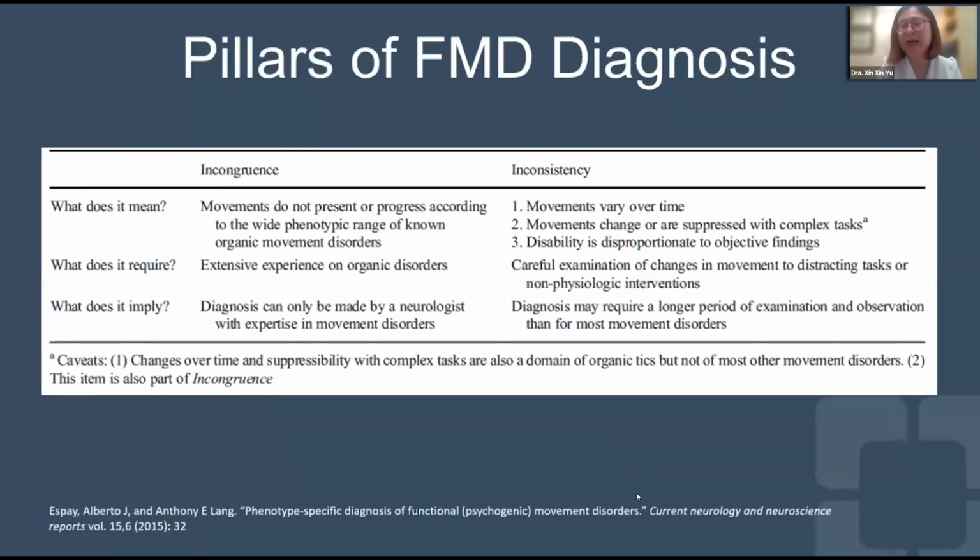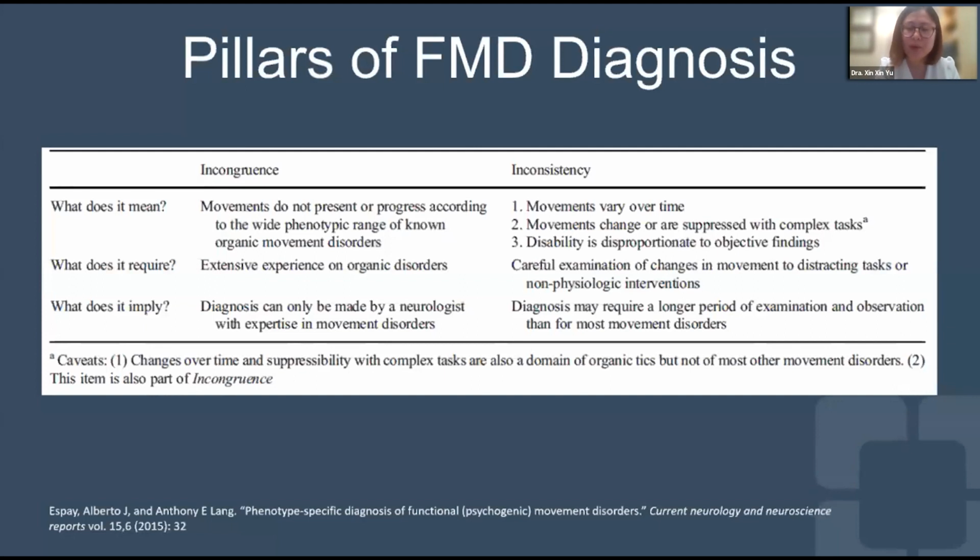So far, we mentioned quite a bit about inconsistency and incongruence. These are the two main pillars of FMD diagnosis. So what does each mean? Inconsistency means that the movement, the phenotype, may change over time, in terms of amplitude, frequency, directionality, body distribution, or even severity. The movement may disappear with different distraction techniques, and we may also find that the subjective disability is very disproportionate to objective findings. These are components of inconsistency.